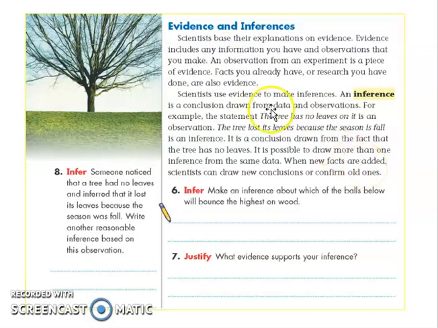Okay, now, evidence and inference. What is the difference between the two? Scientists base their explanations on evidence. They cannot explain without evidence. Evidence includes any information you have and any observation that you make. An observation from an experiment is a piece of evidence. Facts you already have from research are an example of evidence also. So information, facts, okay? That is an example of evidence. Now, after gathering the evidence, this is the next step. Scientists use evidence to make an inference. What is an inference? An inference is a conclusion drawn from data and observation. Meaning, after observation, you could make your decision now so that you have a result.